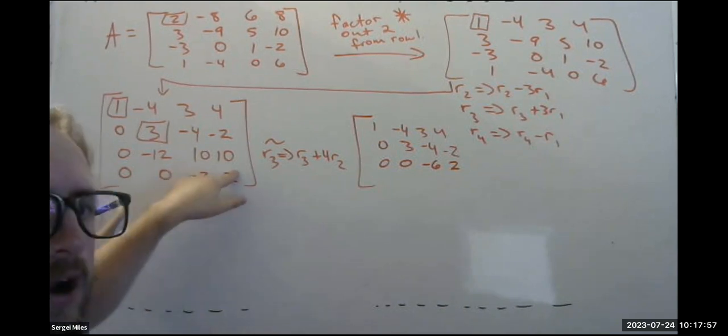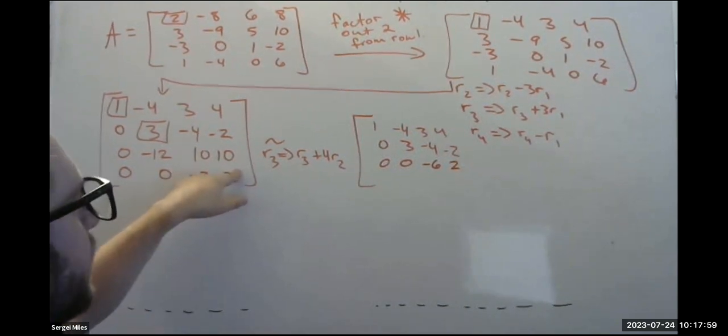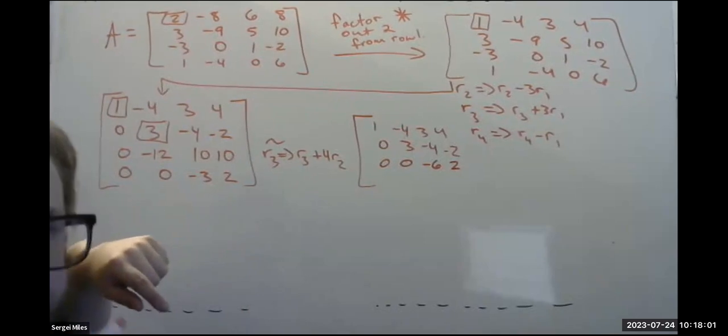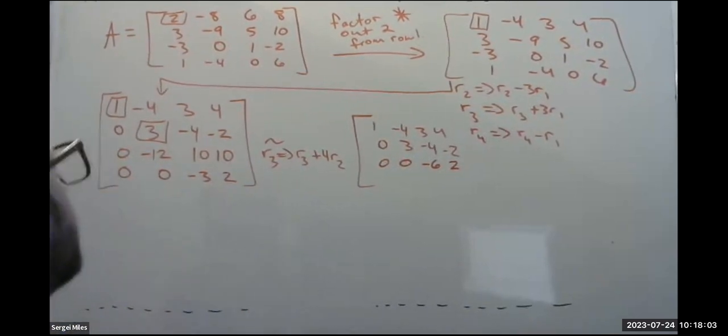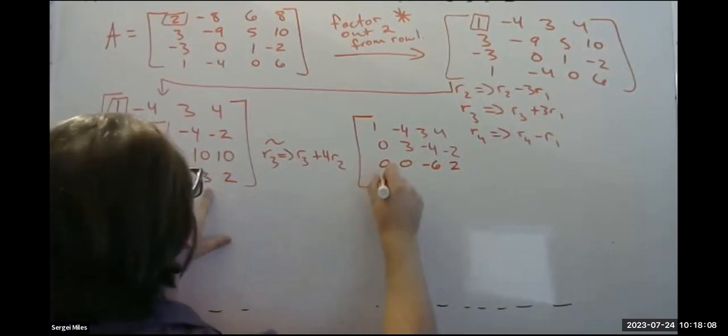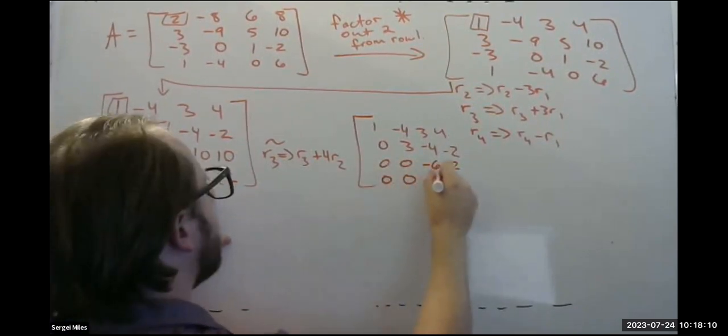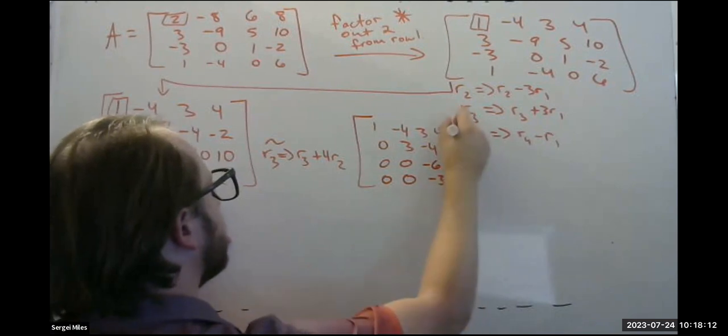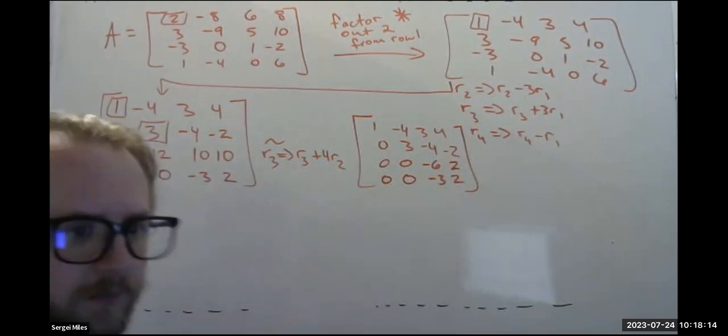Hold on, what is this? Oh, they factor, I see. All right, we'll do that later. This is still fine. Yeah, they factor out of 2. We'll do that later. Great. And then we have 0, 0, negative 3, 2. Okay.